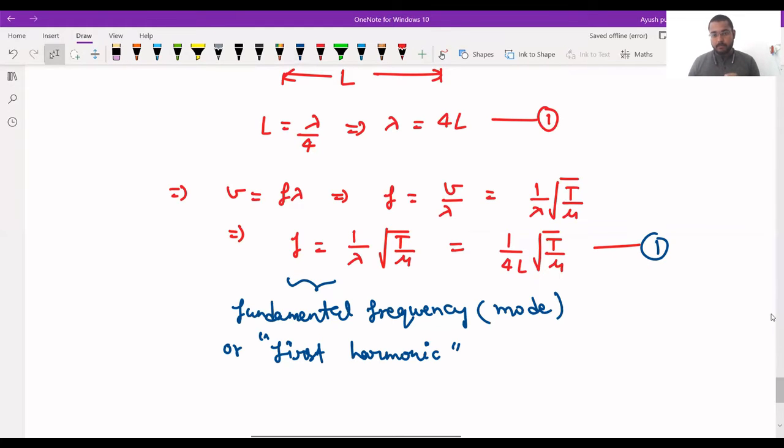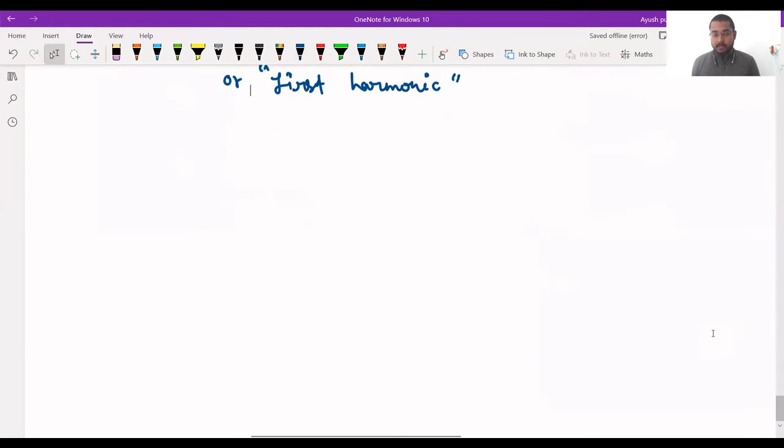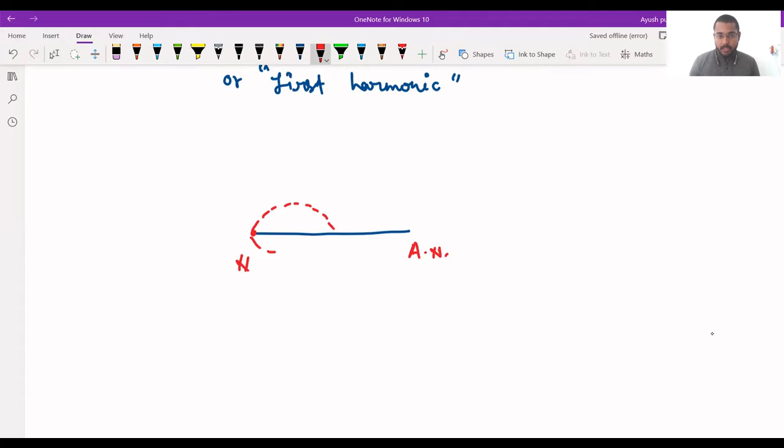Let's see. Again, the condition is the same. What is the condition? That the string is fixed at one end and open at the other end, meaning at this end a node should be formed, and at this end an anti-node should be formed. So when this happens, if I have increased the frequency, then obviously some more loops will be there. So now the shape of the standing wave will be like this.